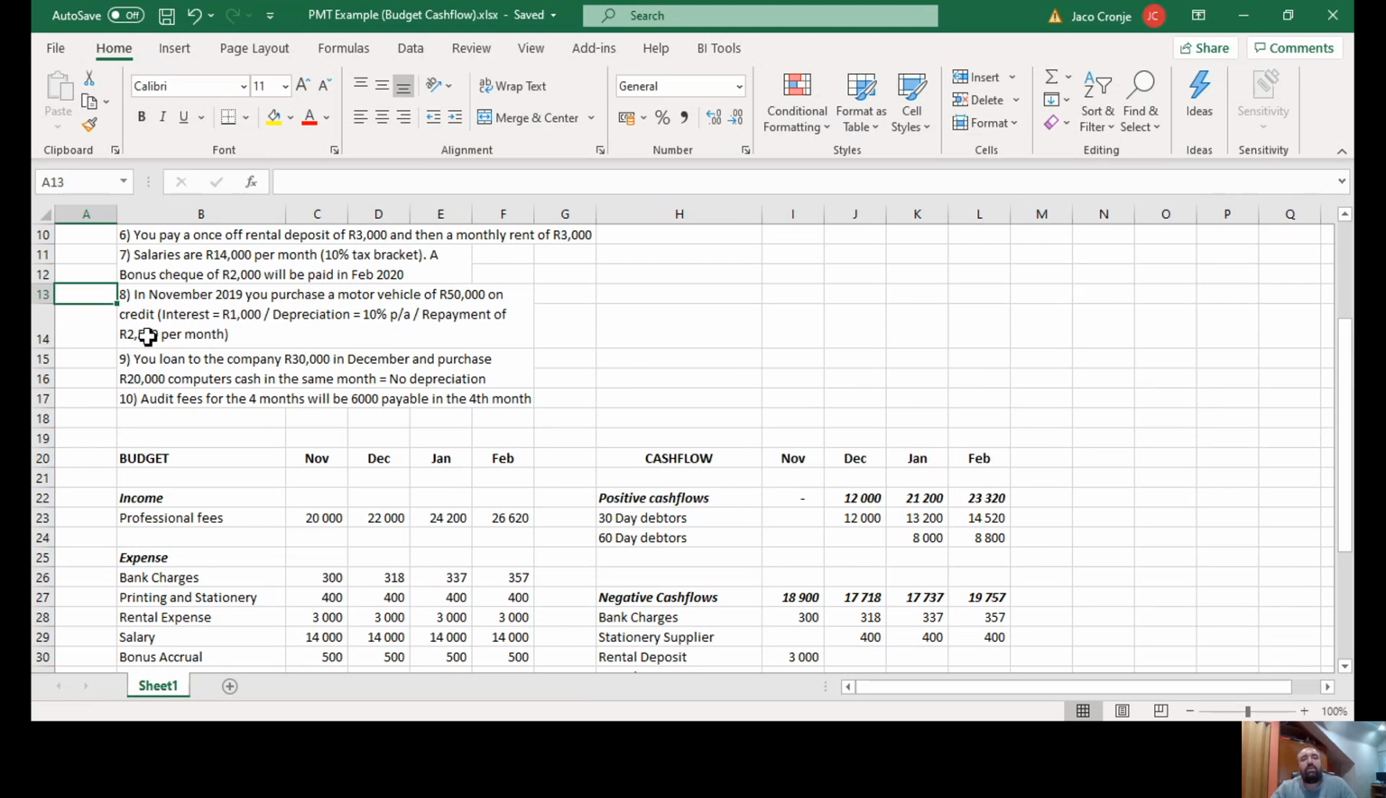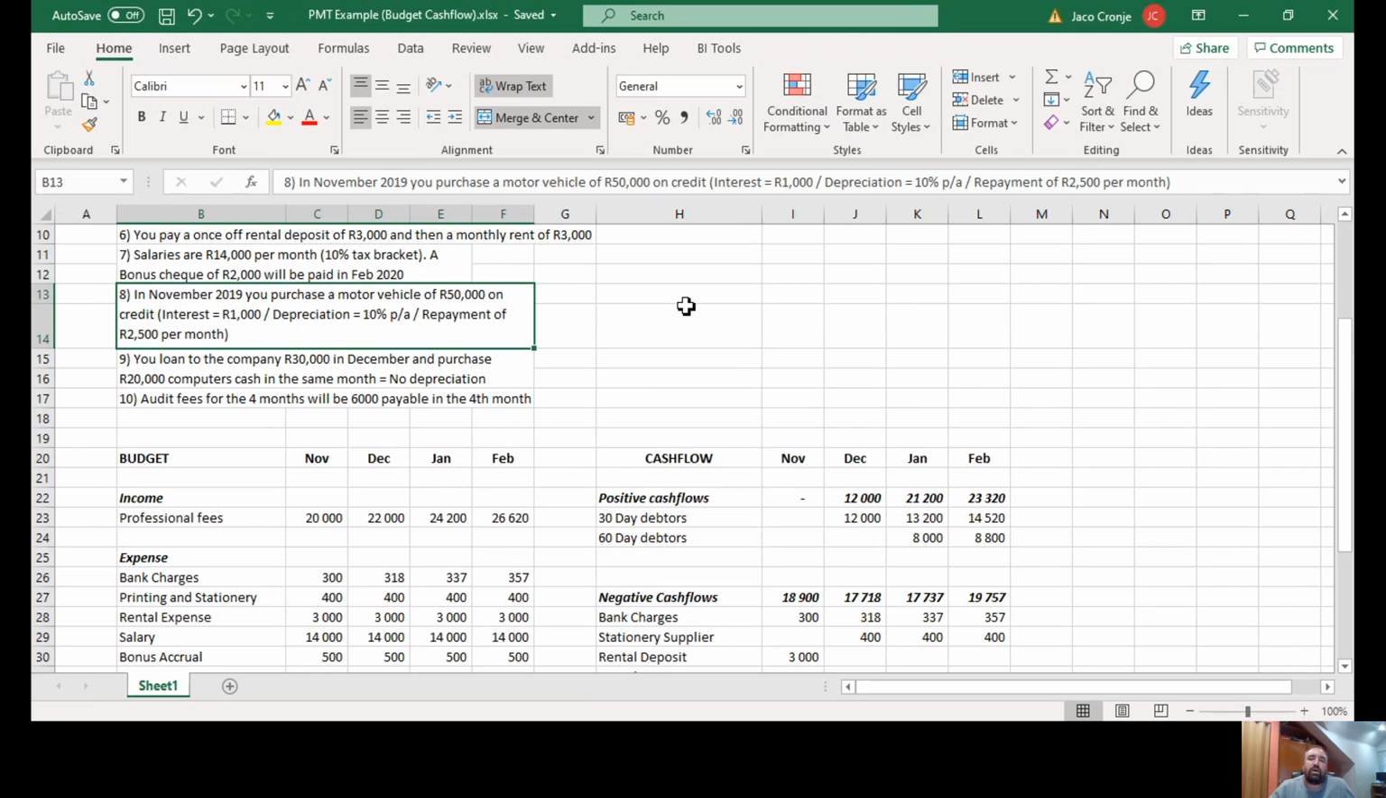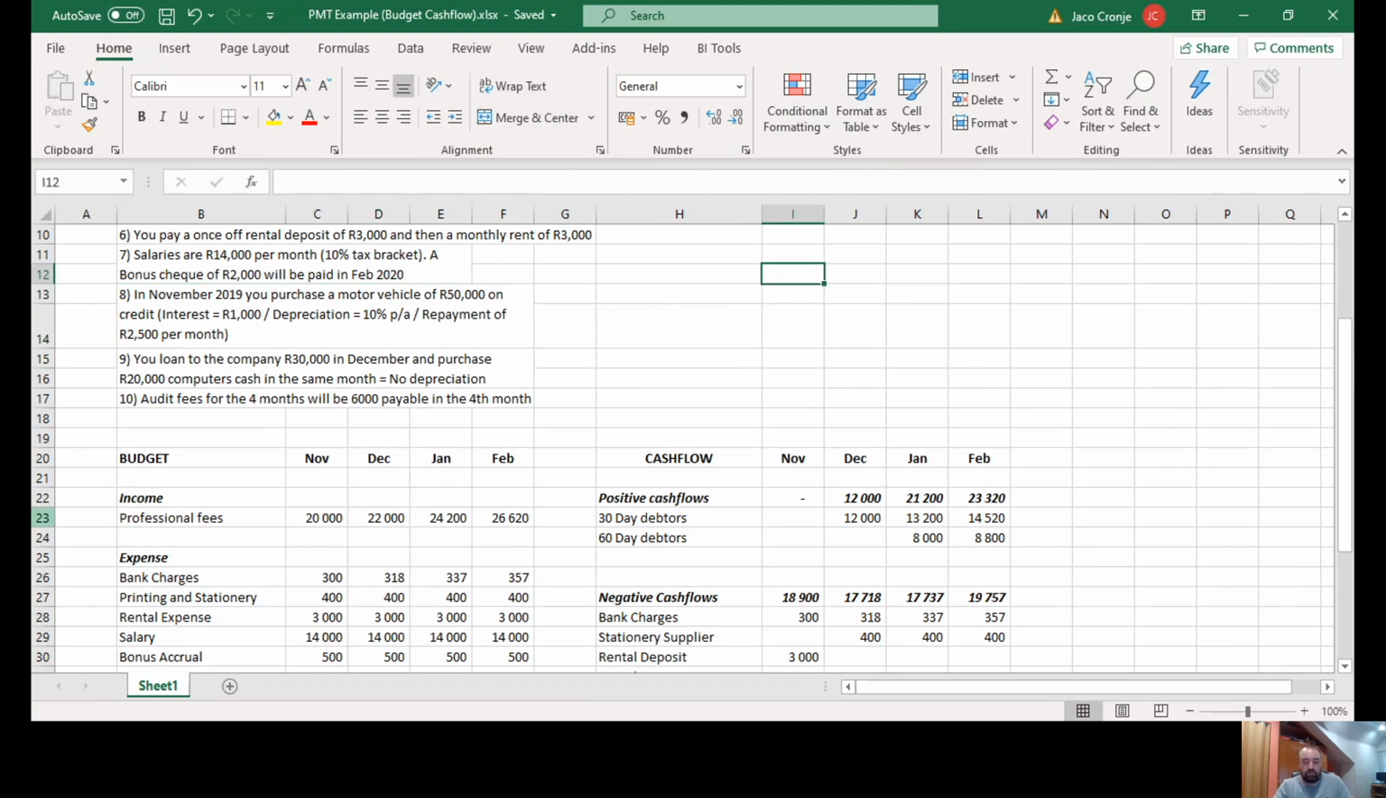Okay, but that's a whole mouthful. So let's break it up into individual transactions and assess each transaction on its own. The first one says, in November, you purchase a motor vehicle of 50,000 Rand on credit. Let's first think, is that budget, cash flow, both, or none? What are the two legs of that transaction? The first leg is we are going to debit motor vehicles, which is an asset, with 50,000 Rand.